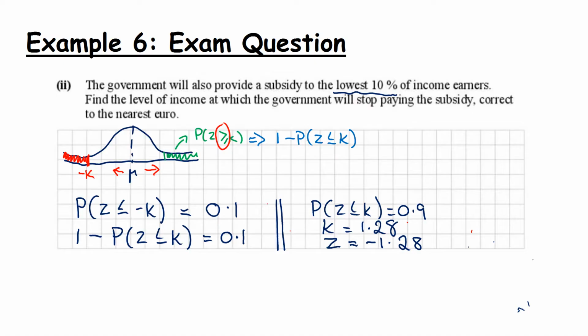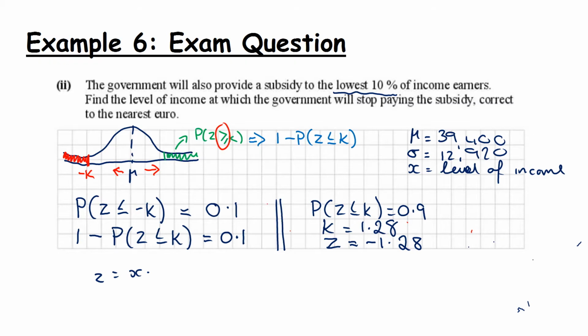Now, the question actually asked us to find the level of income. So from the previous part of the question, they had told us that the mean is equal to 39,400. They had told us that sigma, the standard deviation, is 12,920, and we wanted to find x, which was the level of income. So how we do that is we use our standardizing formula, which is Z is equal to x minus mu over the standard deviation, and that appears on page 34 of your tables.